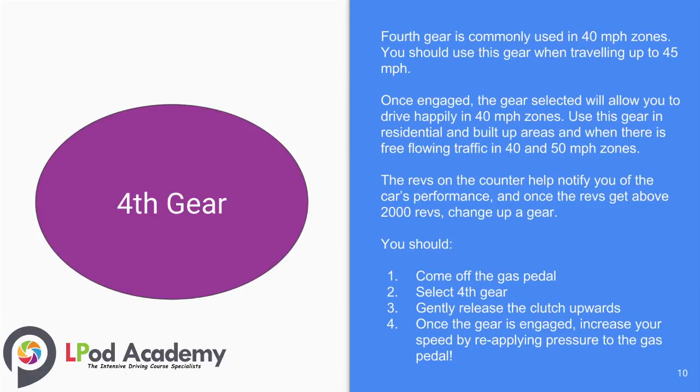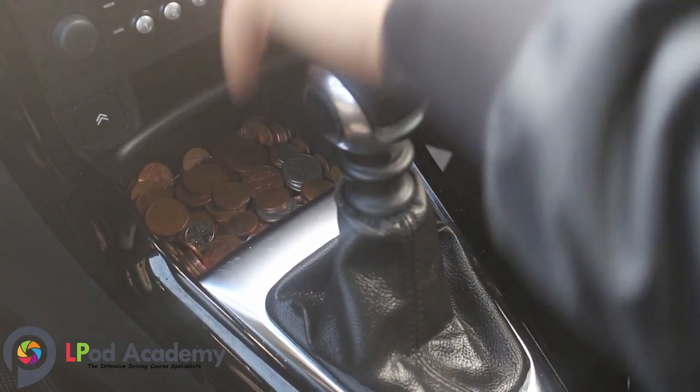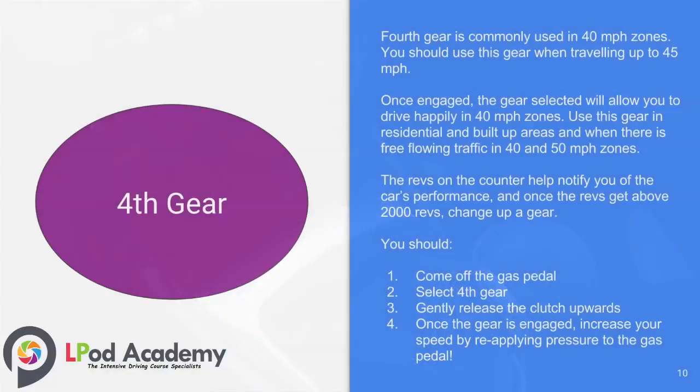You should come off the gas pedal, select fourth gear, gently release the clutch upwards. Once the gear is engaged, you should increase your speed by reapplying pressure to the gas pedal.